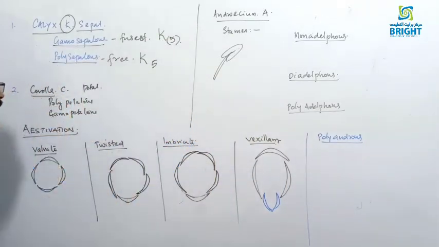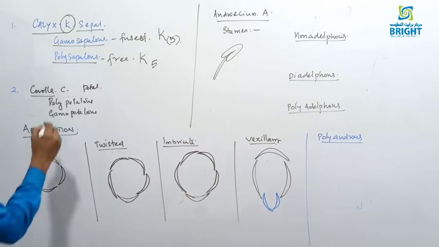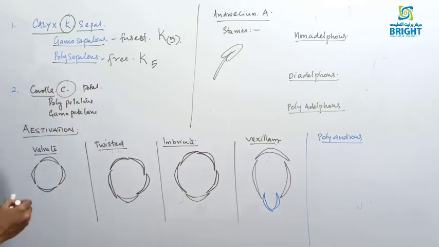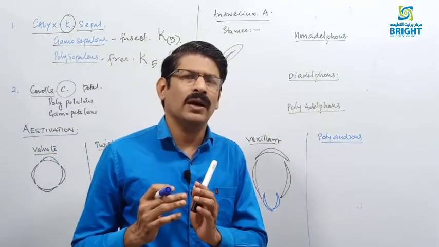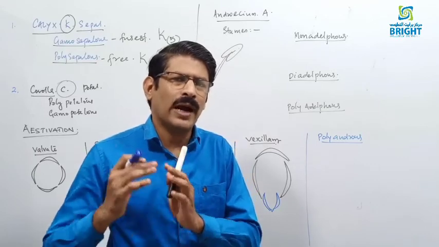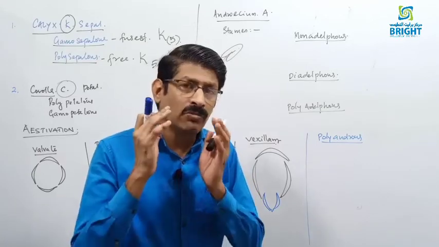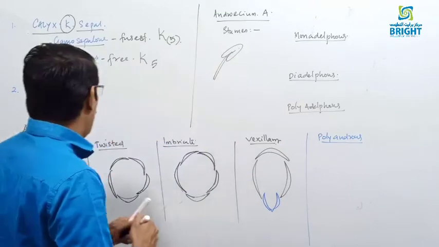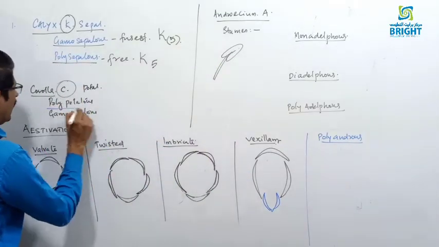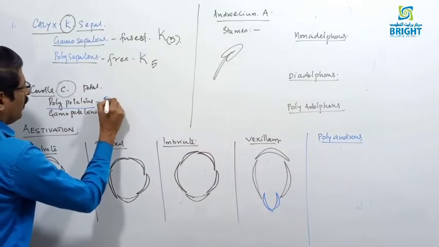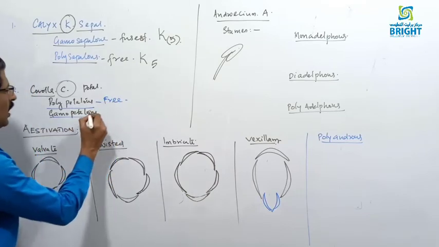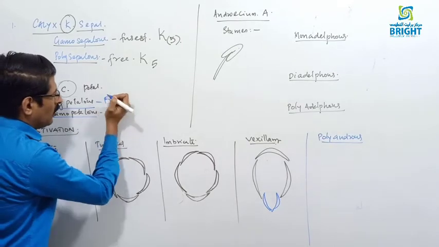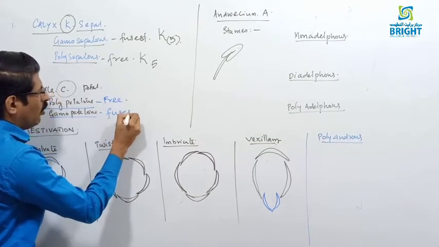And the corolla is the second whorl and it is represented by capital C, and the individual members are called petals. They vary in color and are very beautiful, and that gives a particular attractive nature to the flower, and it is very conspicuous in many cases. When the petals are free, it is called polypetalous, and when the petals are fused, it is called gamopetalous.